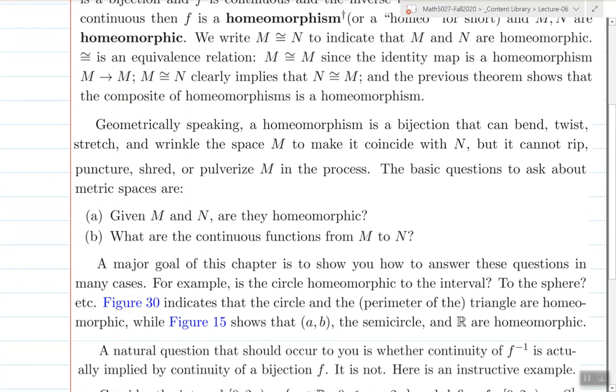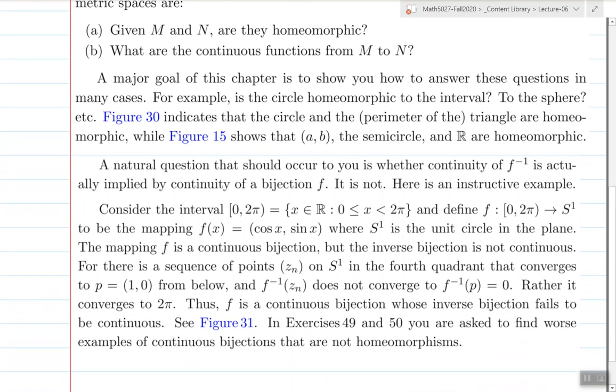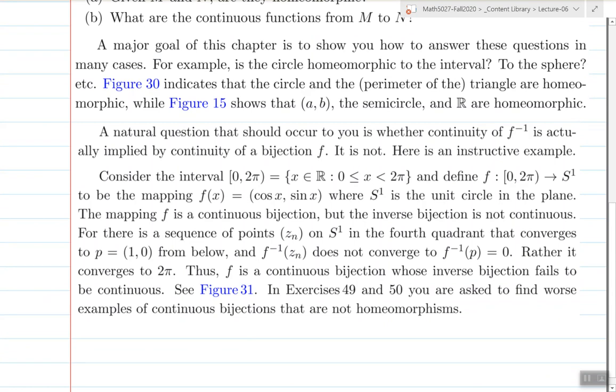I like the geometrically speaking part, that a homeomorphism is a bijection that can bend, twist, stretch, and wrinkle a space to make it coincide with another space. But it cannot rip, puncture, shred, or pulverize the space in the process. And so it's useful to think, what are the spaces that are homeomorphic to each other? And what are the continuous functions that you can consider between two homeomorphic spaces, or to show that two spaces are homeomorphic? So he goes into a lot of details and some abstract things involving this throughout, and there are some interesting problems. But we're just going to dabble with it a little bit.